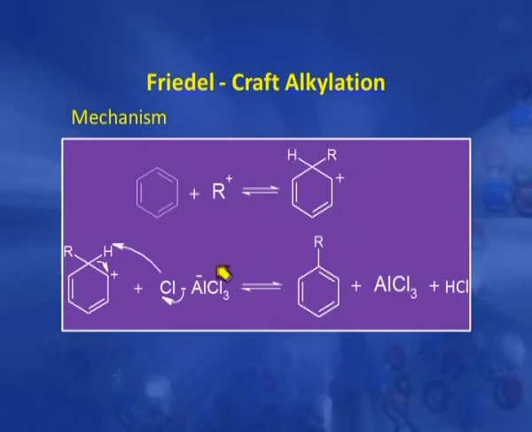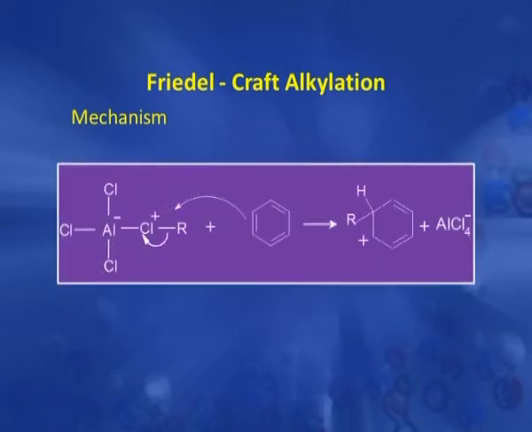Now, the second step is aromatization, that is removal of this H plus with the help of a base, AlCl4 minus. So, here this Cl bond breaks. This Cl takes this H plus and produces HCl, and we get back aluminum chloride and the alkyl benzene.